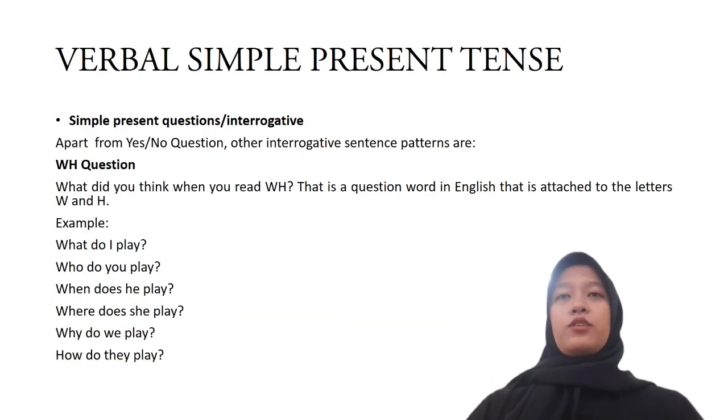Apart from yes or no question, other interrogative sentence patterns are WH questions. What did you think when you read why? That is a question word in English that is attached to the letters W and H. Example: what do I play? Who do you play? When does he play? Where does she play? Why do we play? How do they play?